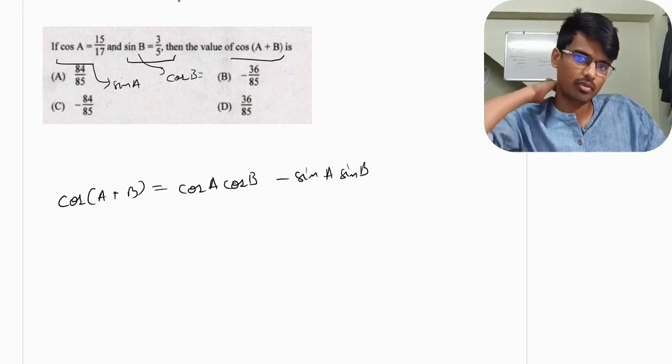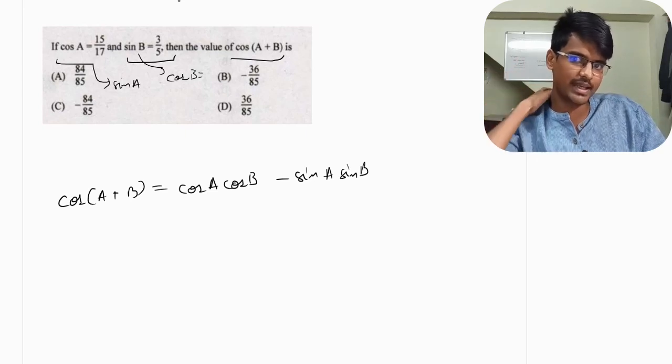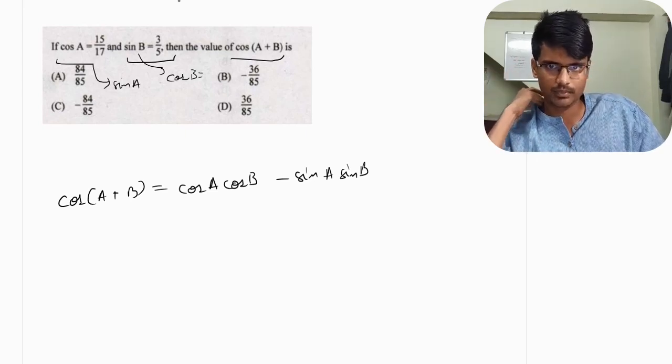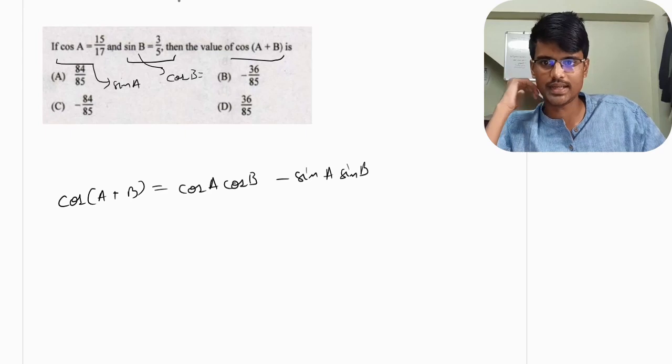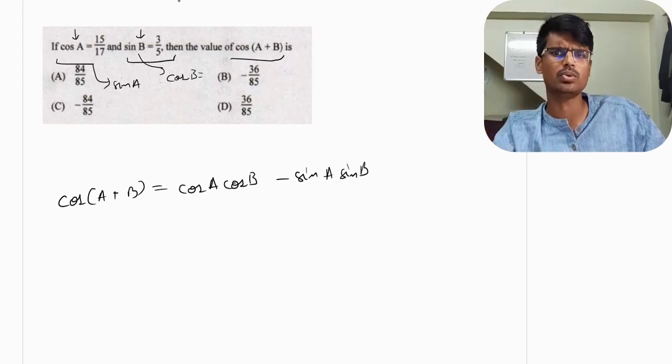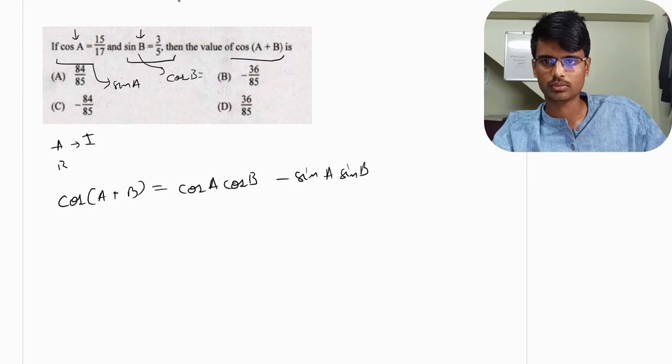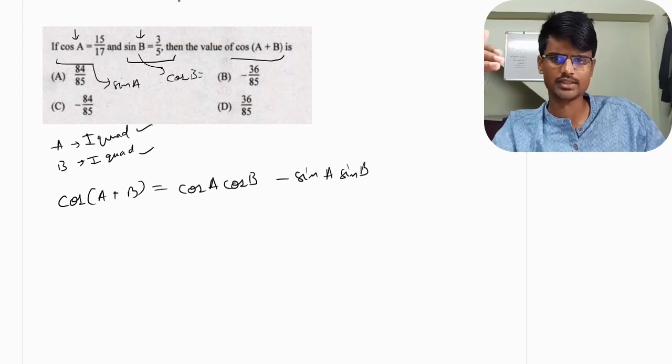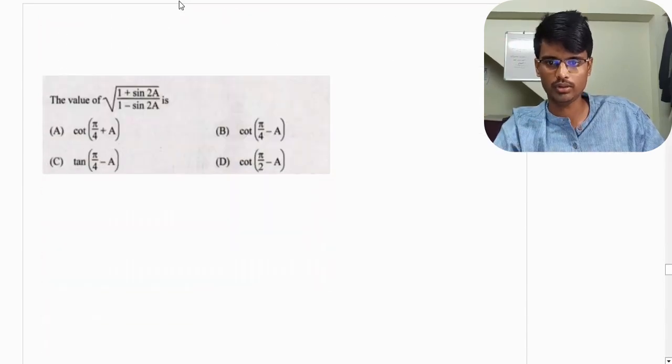They have not told us anything about what A and B are, whether it is an acute angle or obtuse angle. So we can assume that A and B both lie in the first quadrant, because they have not told anything. Find that and substitute in this formula. You'll get the answer. Okay, moving on.